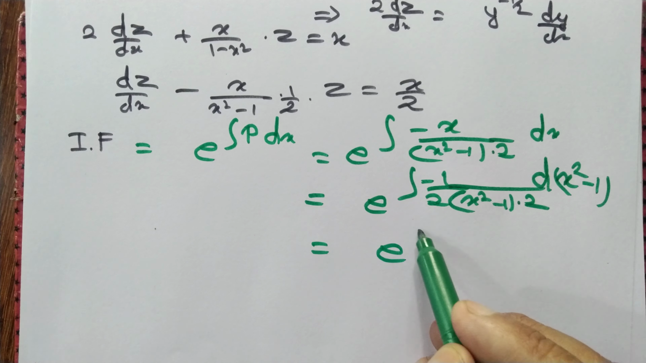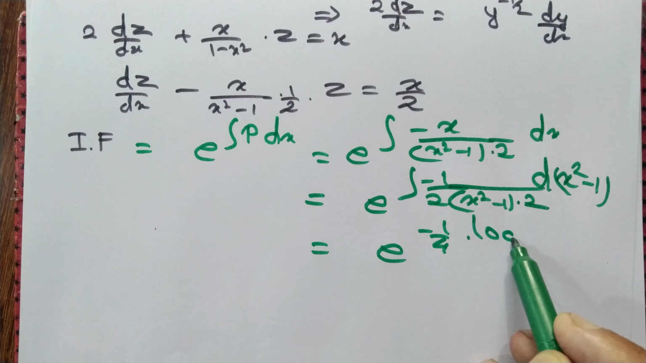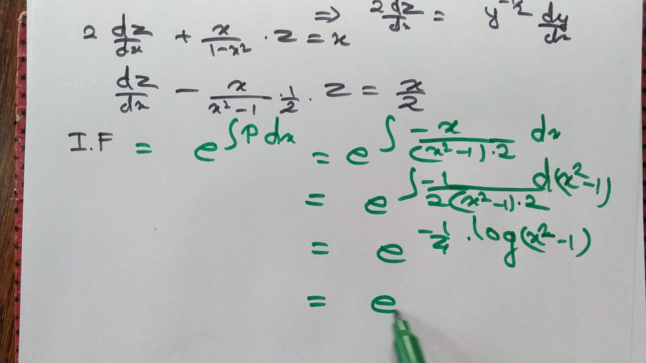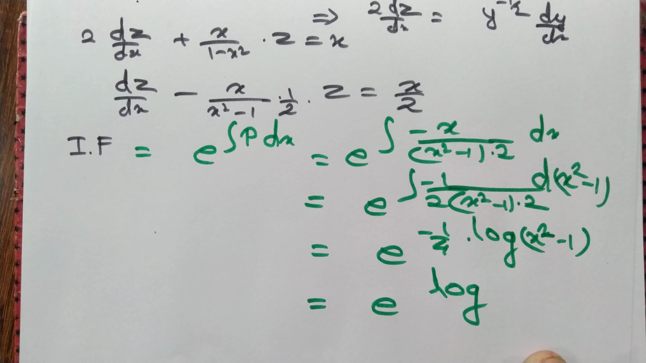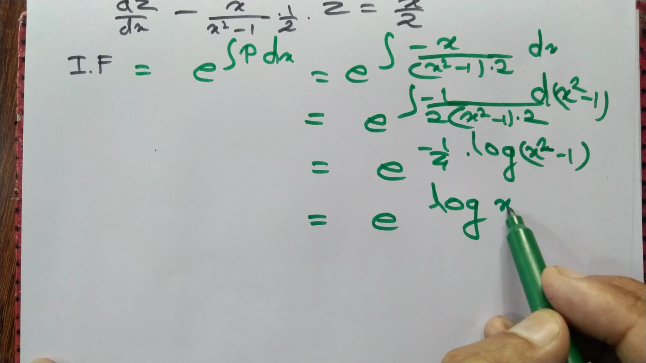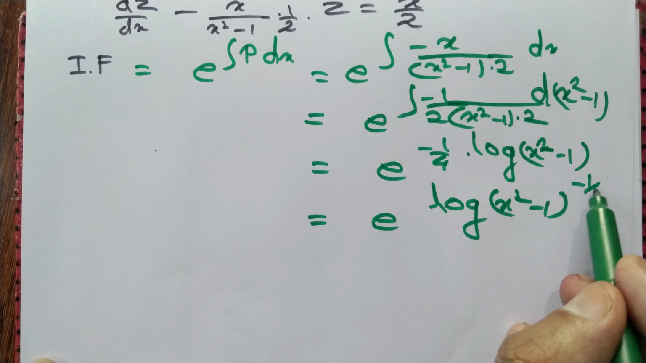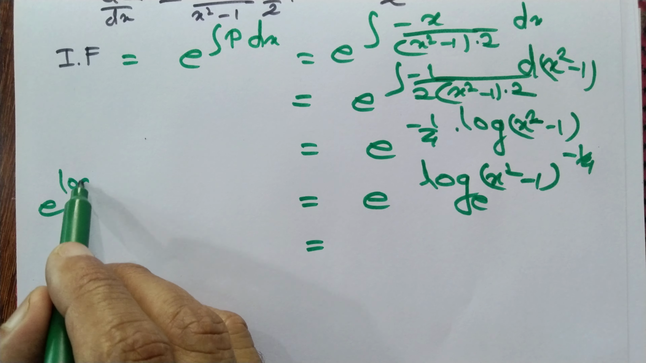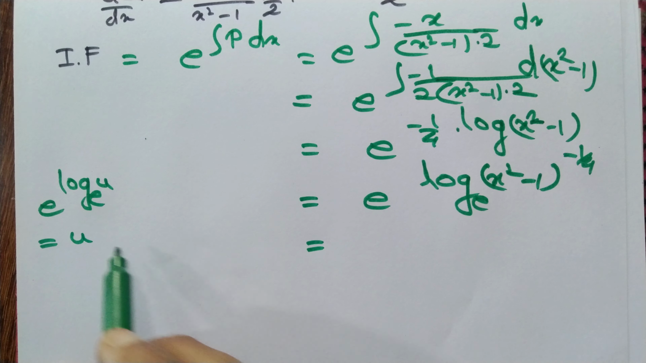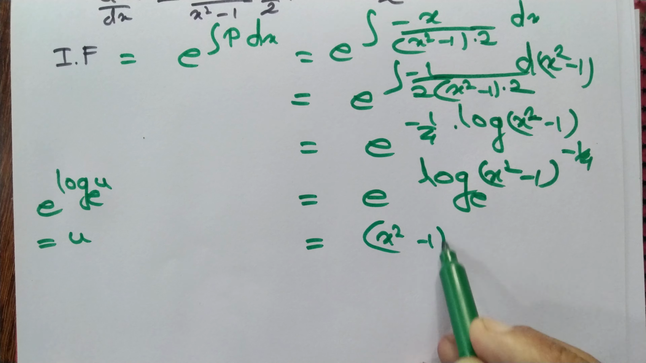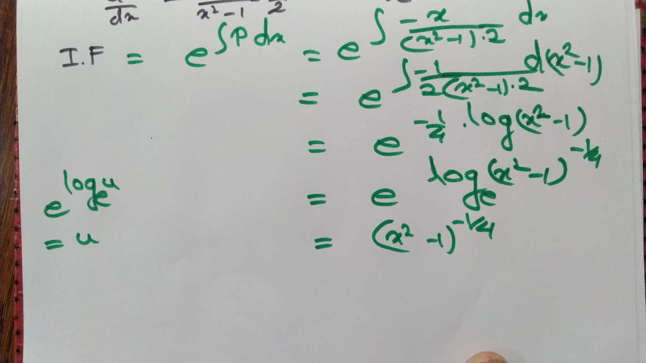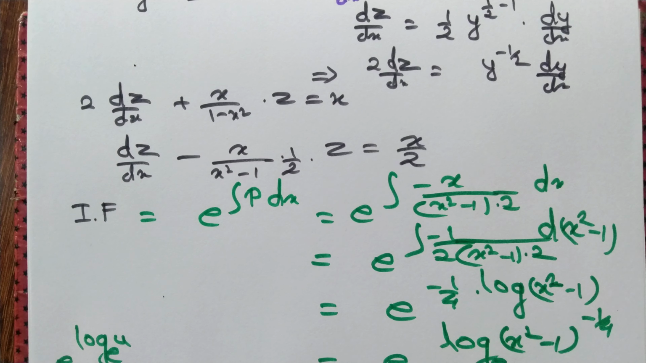So this is equal to e to the power minus 1/4 log of x square minus 1. Now we know that powers can be absorbed by the logarithm, and when we do so, we get x square minus 1 to the power minus 1/4. Again, we know that e to the power log of u is simply equal to u, and that gives us x square minus 1 to the power minus 1/4. So we got the integrating factor. Now the usual method of solving a first order linear differential equation is to multiply the given equation by the integrating factor. Let's multiply it.